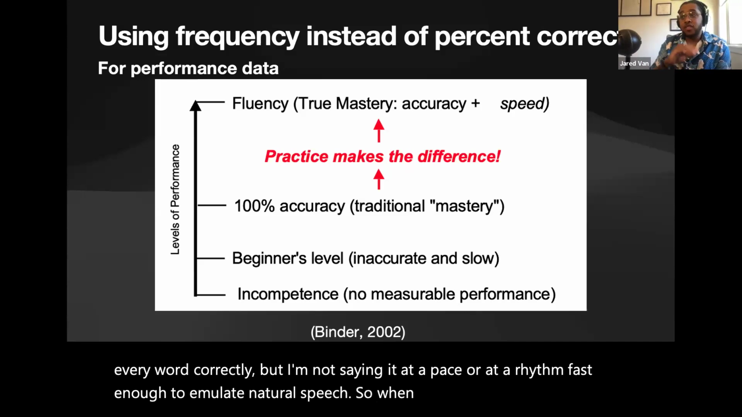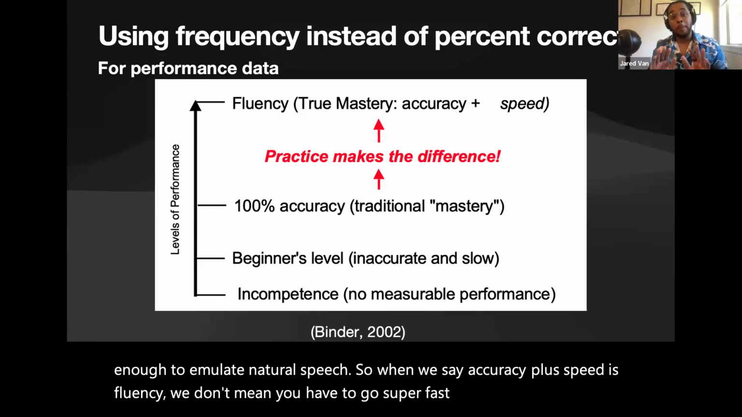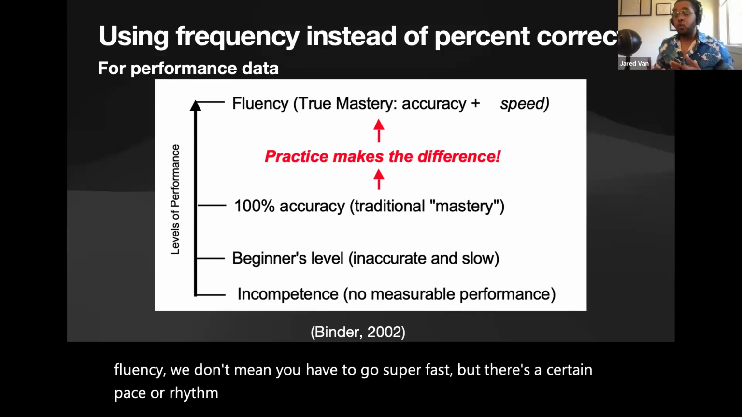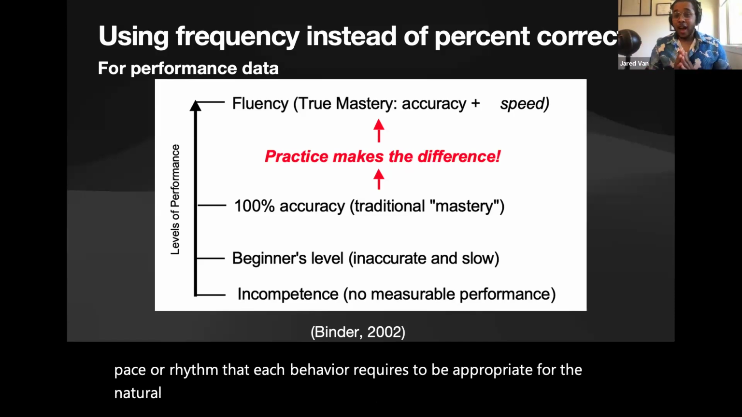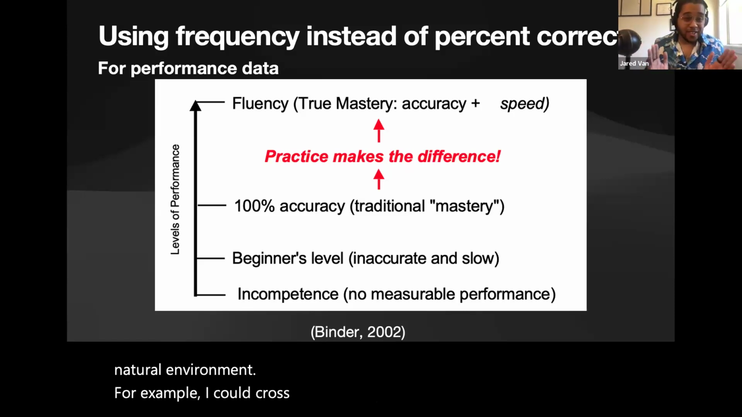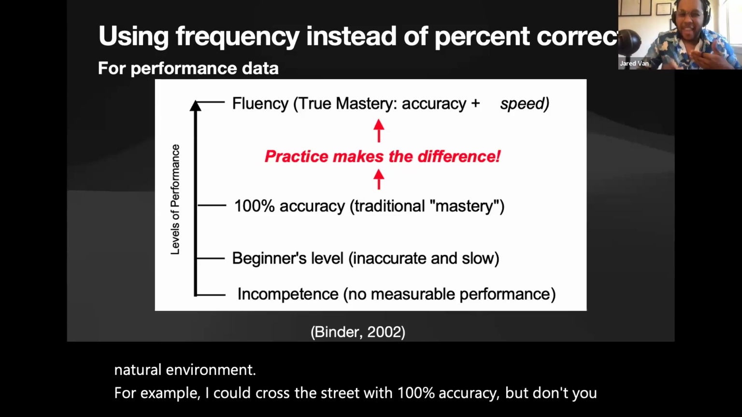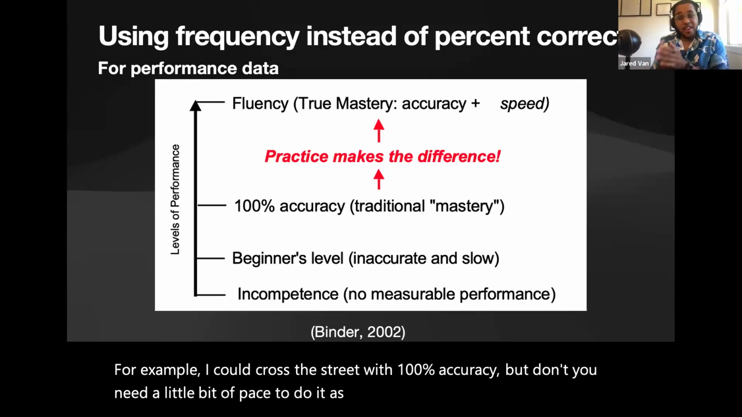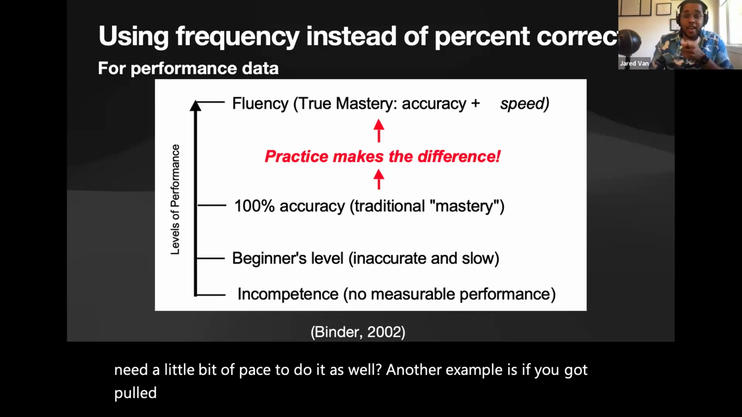So when we say accuracy plus speed is fluency, we don't mean you have to go super fast, but there's a certain pace or rhythm that each behavior requires to be appropriate for the natural environment. For example, I could cross the street with 100% accuracy, but don't you need a little bit of pace to do it as well?